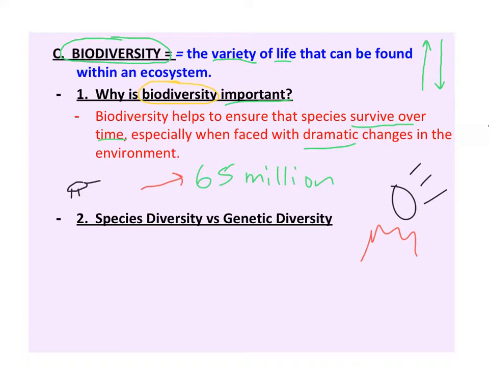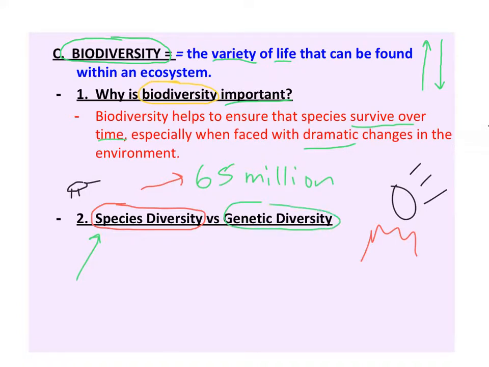All right, now there's two different types. Species diversity, basically that's what I've just been talking about. It and biodiversity are kind of the same thing. Species diversity is how many different types of species are living there. Are there a lot of different types of plants? Are there a lot of different types of animals, insects, etc.? That's species diversity. Now the other one's called genetic diversity.